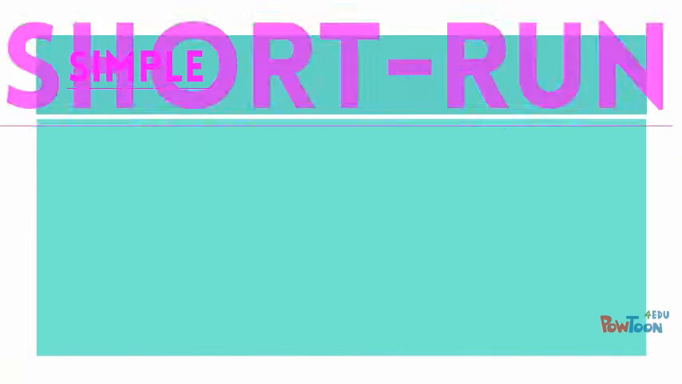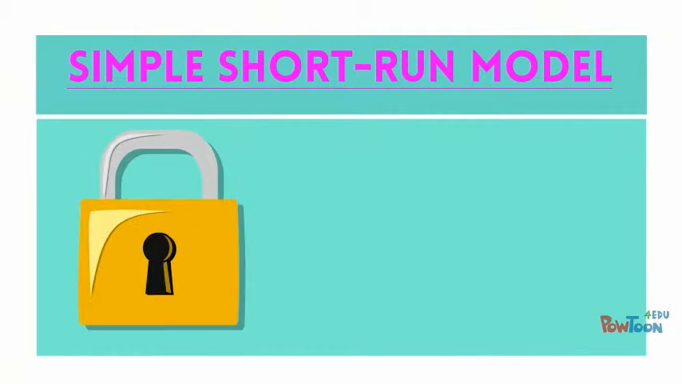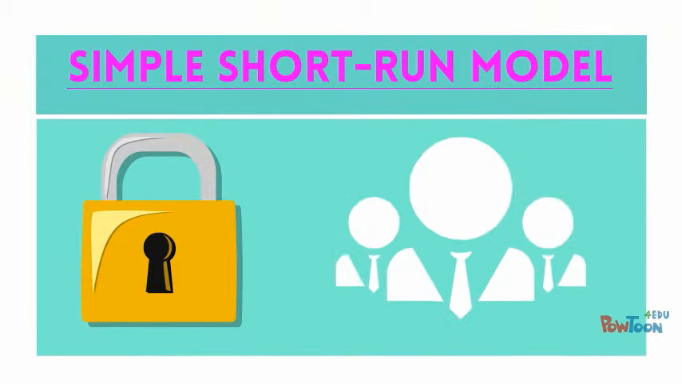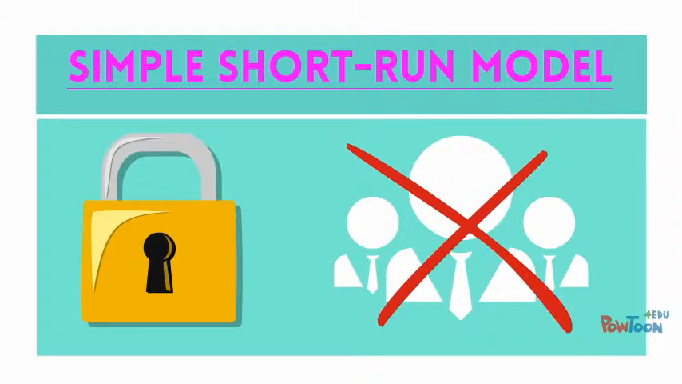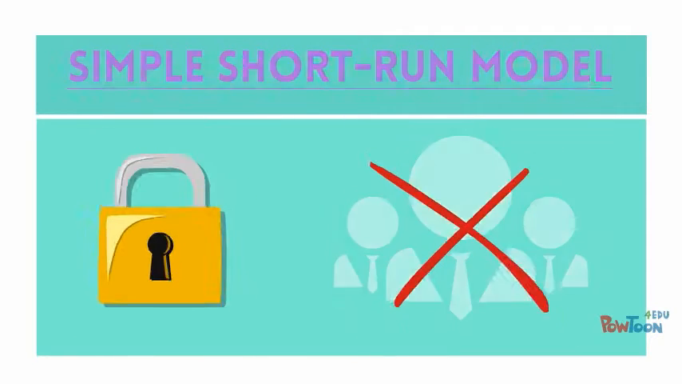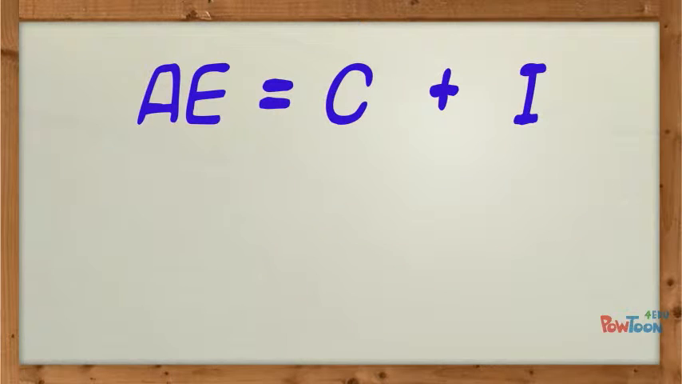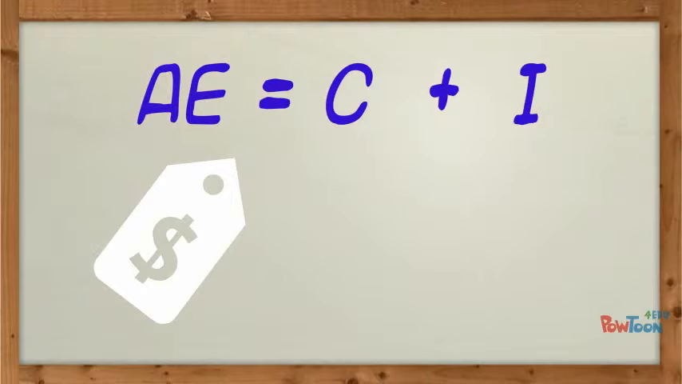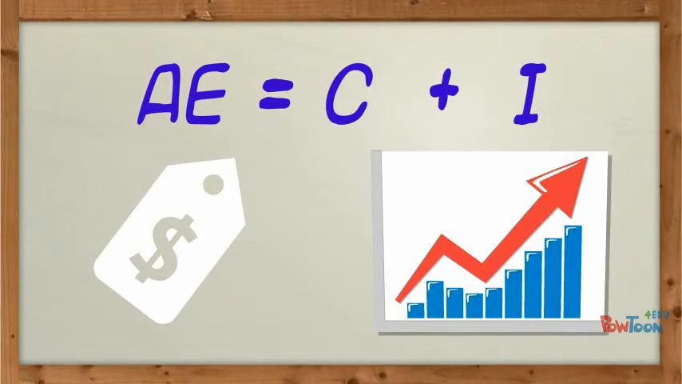We will be demonstrating the AE function in the simple short-run model for a closed economy with no government. This removes G and NX from the desired aggregate expenditure function and leaves us with AE equals C plus I, where C is equal to desired consumption and I is equal to desired investment. Let's first look at desired consumption.